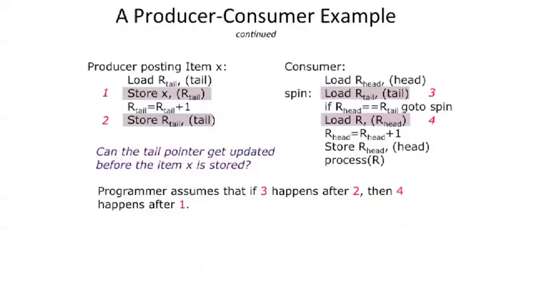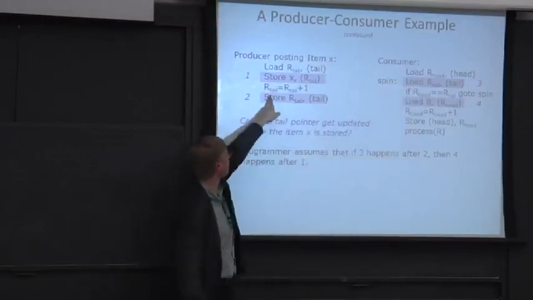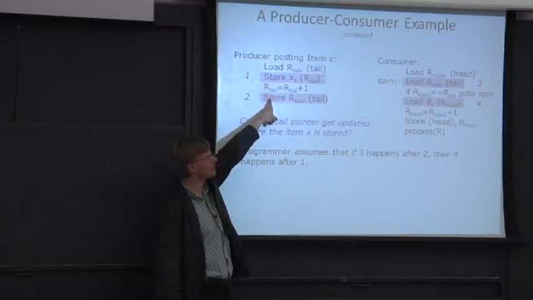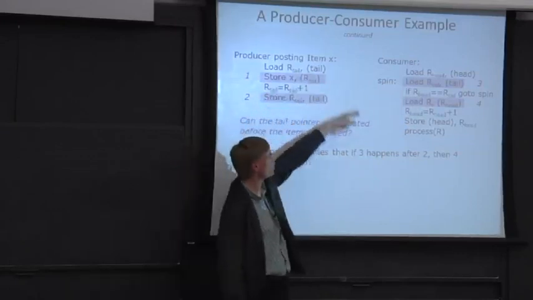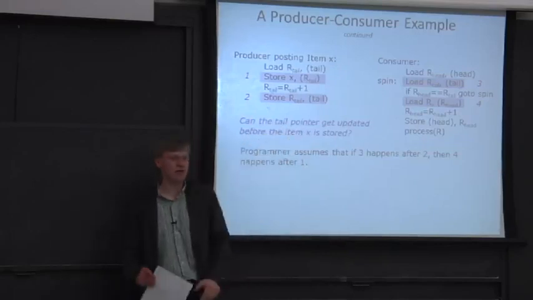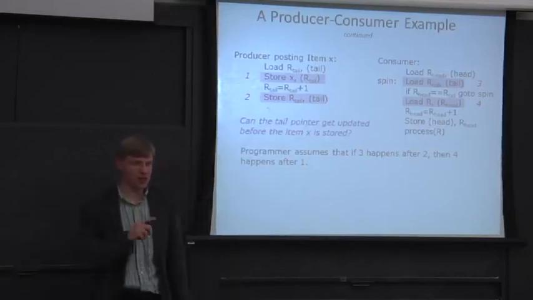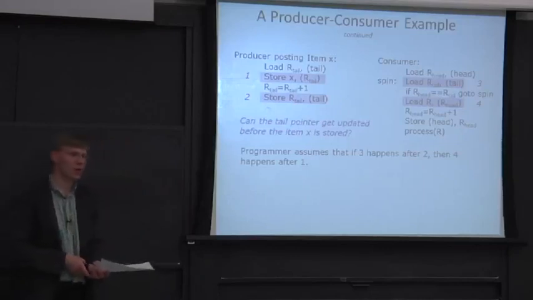So the programmer assumes that there's some level of causality here, incorrectly. The producer is assuming, if you look at this code, that if this load happens after this store, there's some relation between 1 and 4, namely that 1 has happened by the time 4 happens. Not a good assumption in our memory systems, especially in our out-of-order memory system.